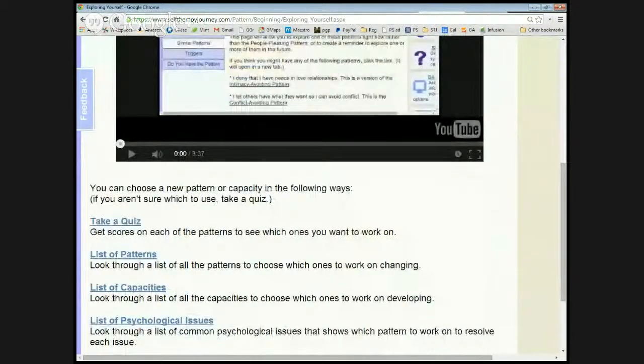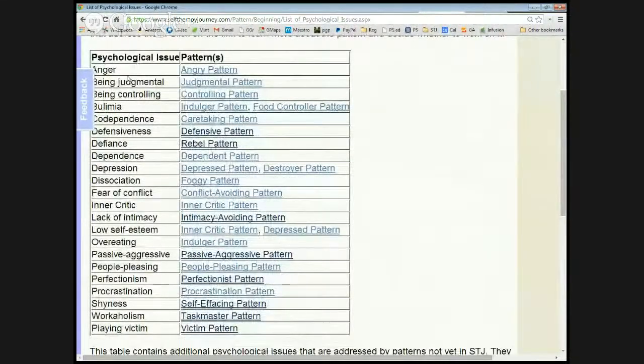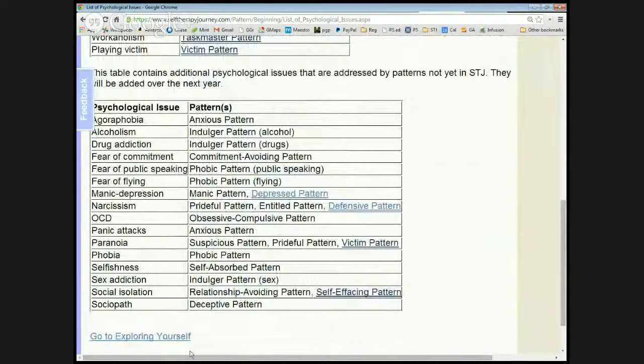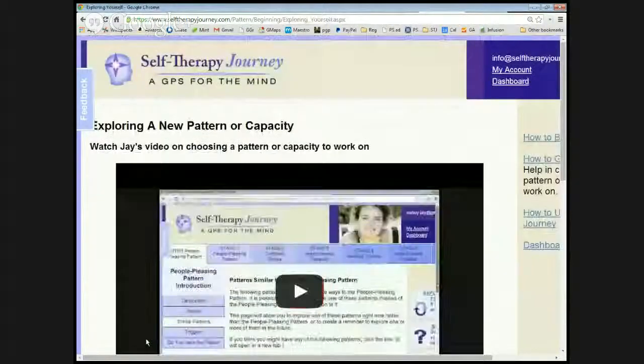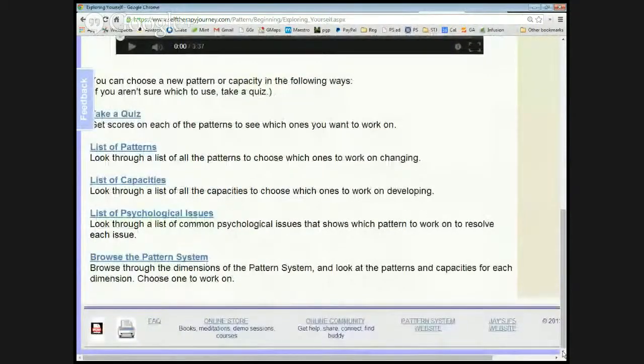Another option is that you can look at a list of psychological issues. This has a list of common psychological issues and shows you which pattern corresponds to each of those issues. So that's another way to choose what to work on. And then finally, the last way, and somebody today just told me this was the best way for her. I mean, most people like to take a quiz, but not for everybody. You can browse the pattern system.